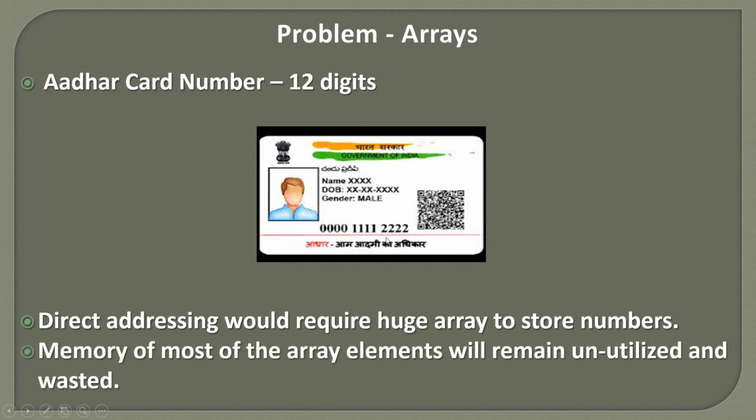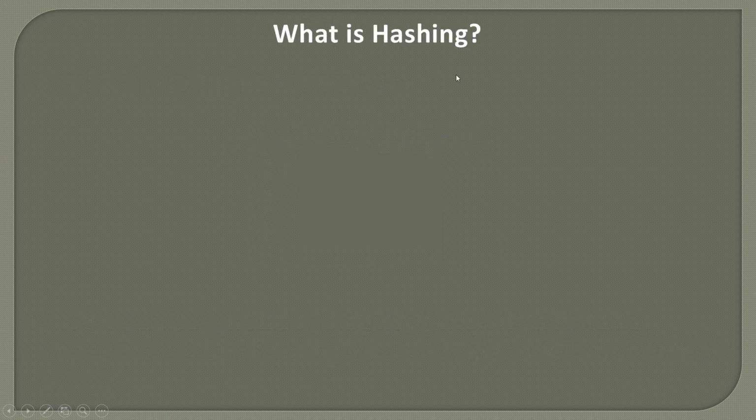And the second problem is, let's say the Aadhaar card number is designed with 12 digits and we have created a huge array to store the Aadhaar card numbers, and let's suppose we have only distributed 10 to 12 Aadhaar cards to people. If we store those numbers into the array, we will see that most of the memory of the array elements will remain unutilized and wasted. So this is the problem with arrays, where we can't use direct addressing because we need to store such a huge number. To address these problems, hashing was introduced.